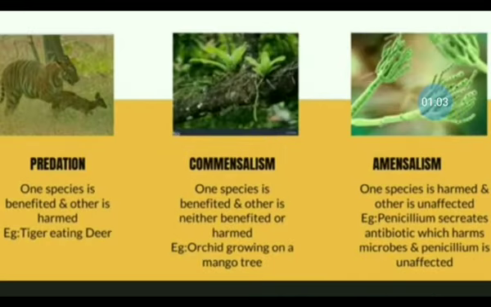Other interactions are predation. One species is benefited and the other is harmed. For example, tiger eating deer. Commensalism. One species is benefited and the other is neither benefited nor harmed. For example, orchid growing on a mango tree. Amensalism. One species is harmed and the other is unaffected. For example, Penicillium secretes an antibiotic which harms microbes, and Penicillium is unaffected.